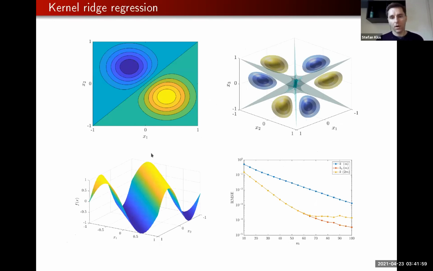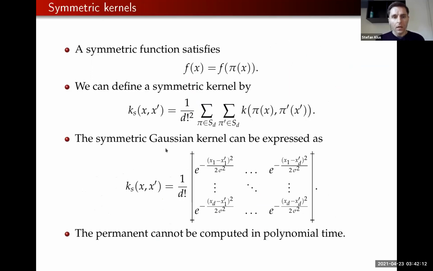And you can also show that these kernels are more efficient. You need fewer data points for obtaining the same accuracy that you would need using the standard Gaussian kernel. We can also derive symmetric kernels. The problem here is that we don't have this Slater determinant formulation anymore. We can express the symmetric Gaussian kernel in terms also of matrix permanents. But the problem is that this matrix permanent cannot be computed in polynomial time anymore, but we can approximate it from data. And there are also lots of applications using symmetric and anti-symmetric kernels.